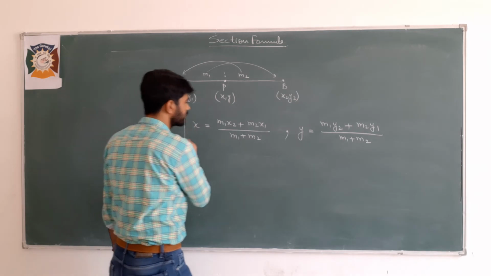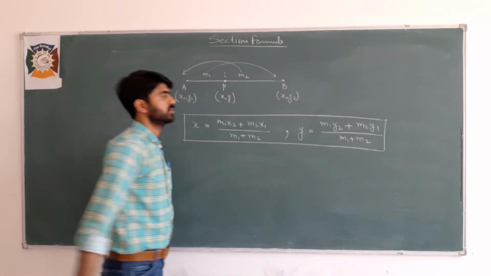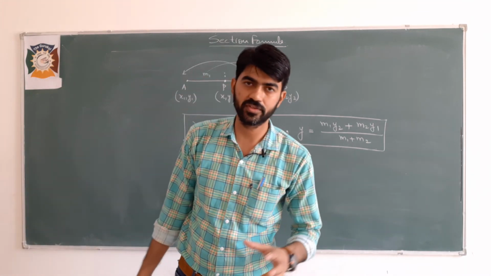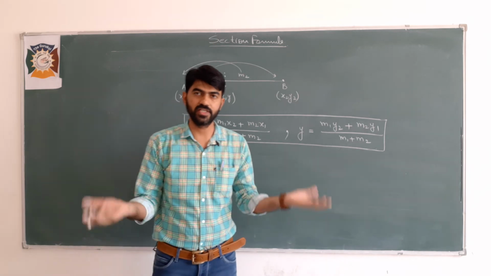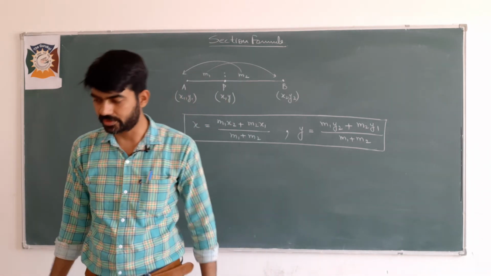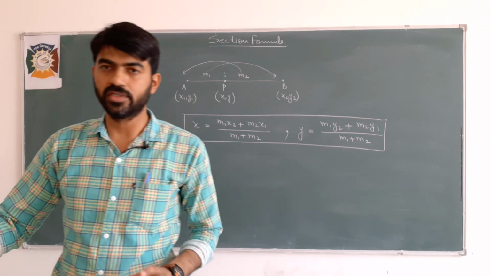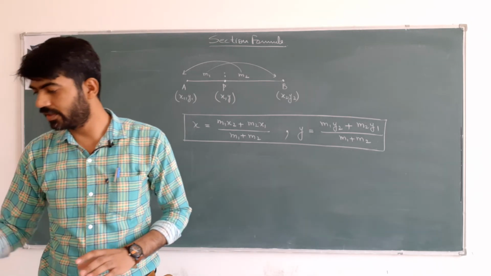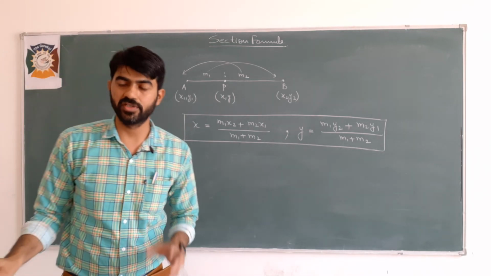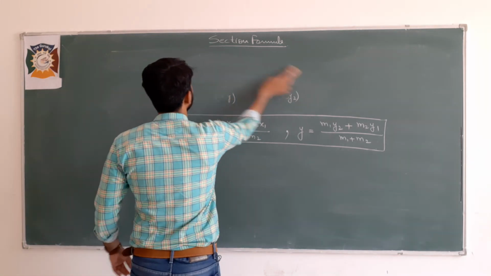So this is section formula, okay. Using this formula we are going to find the coordinates of the point which divides a given line segment into two parts in a ratio, okay. Now we will see one question related to this formula so that we can understand it completely. I am taking the first question of exercise 7.2. First question.